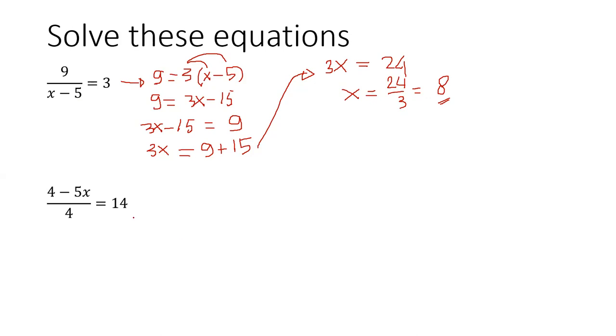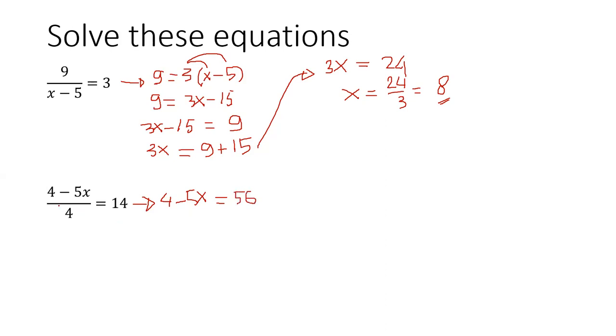Now we're gonna move to this. We're gonna solving these questions. 4 minus 5x over 4 equal 14. As I inform you that according to my method, 4 can multiply by 14. Okay, so this equation is gonna be 4 minus 5x equal 4 times, from division become multiply, 4 times 14 equal 56.